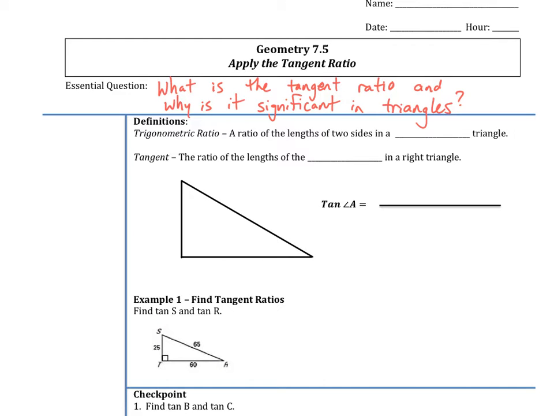All right, hey class. 7.5 notes are on applying the tangent ratio, and I believe this is the first time you've seen this. We're going to try to figure out what is the tangent ratio and why is it significant for us to know. A trigonometric ratio is a ratio of the lengths of two sides of a right triangle. Okay, so again, we're dealing with right triangles here. And the tangent is the ratio of the lengths of the legs.